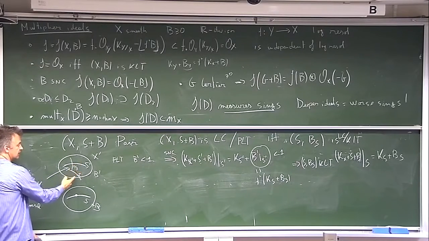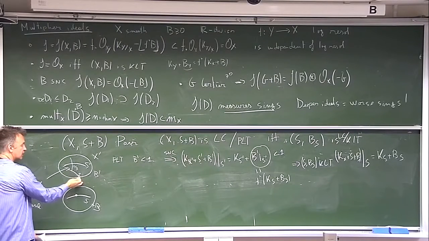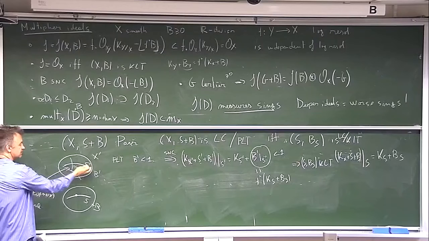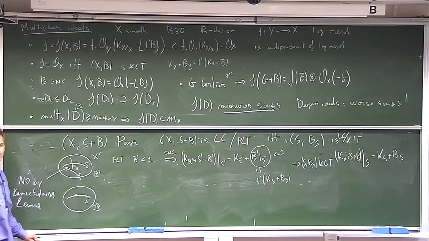So if there is any component of coefficient 1, even if it doesn't intersect S prime, it forces the existence of other components that do intersect S prime, just by this connectedness lemma. So this is a very surprising feature, this inversion of adjunction. And so when you package it in multiplier ideal sheaves, it is this statement here that I made.